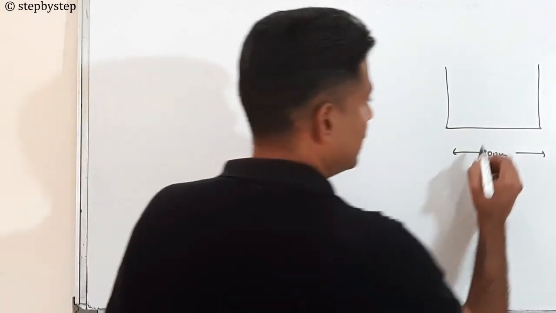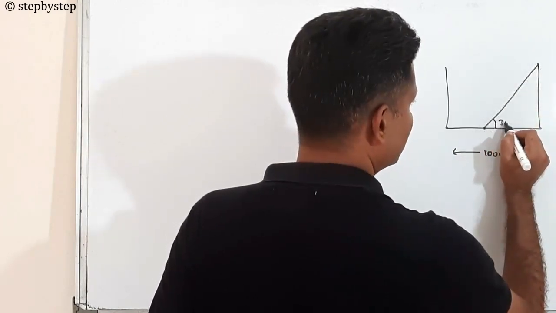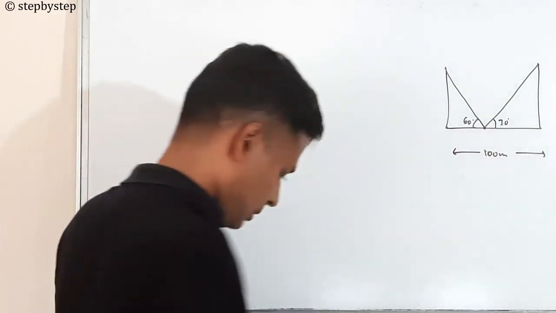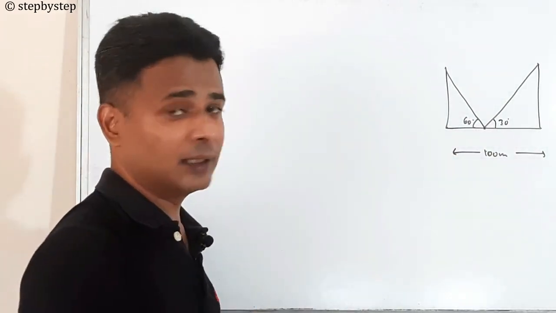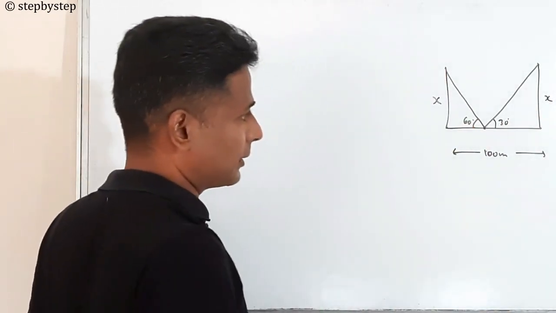road between the pillars. So let the point on the road be this. The angle of elevation to one pillar is 30 and to the other pillar is 60 degrees. Find the height of the pillars. So let the height of the pillar be x. So this also will be x.